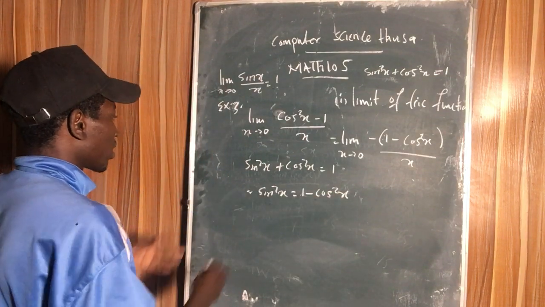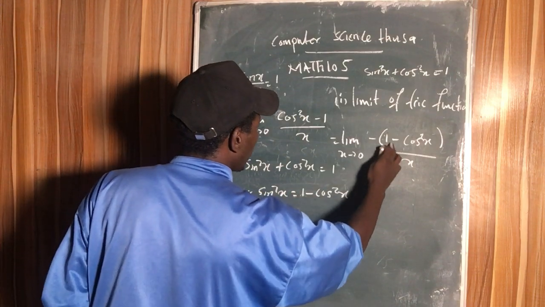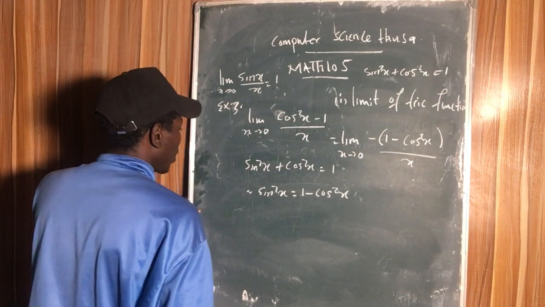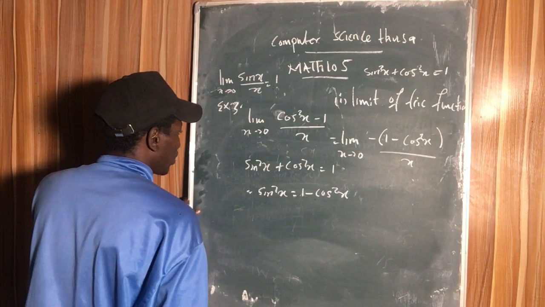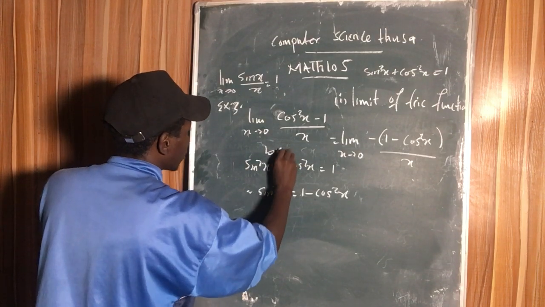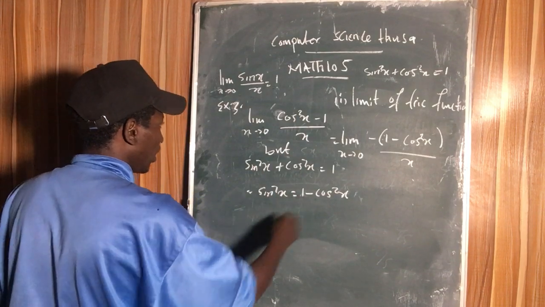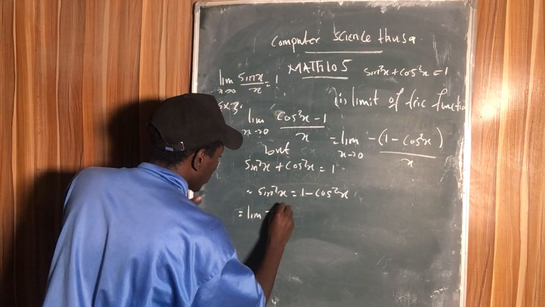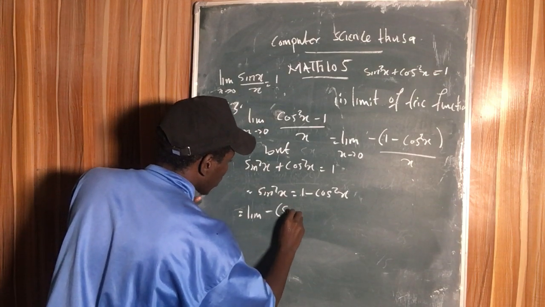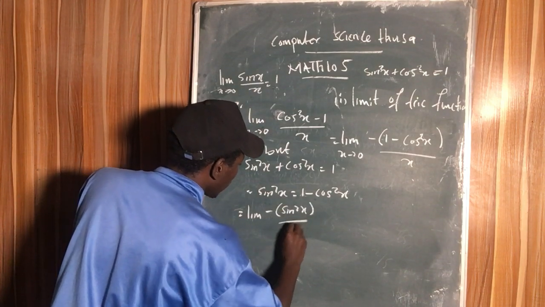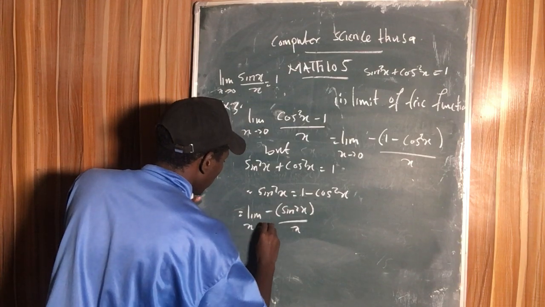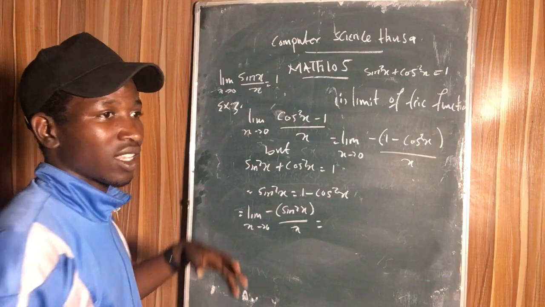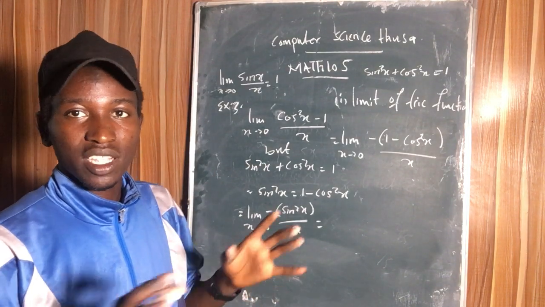If that is the case, we can substitute it here: we have 1 minus cos square x, we can put sin square x. So in this case we have the limit of minus sin square x all over x as x tends to 0. This is equal to sin square x, which is sin x times sin x, divided by x.